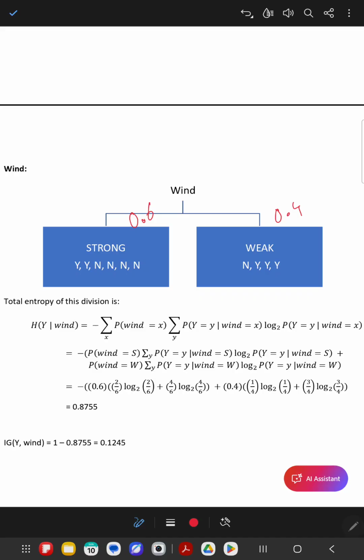For the weak, the probability of yes is 3/4, so 3/4 log base 2 of 3/4 plus 1/4 log base 2 of 1/4, multiplied by the respective weights. The answer will be 0.8755. Initially the data set had entropy 1. After we split on wind, the entropy reduces to 0.8755. So the reduction in entropy is the gain in information, and the gain in information is 0.1245.